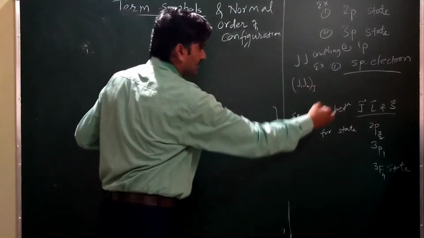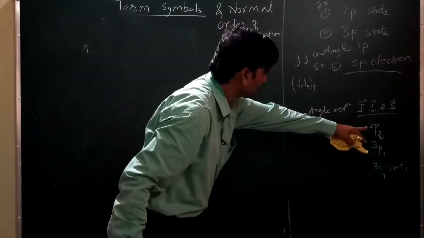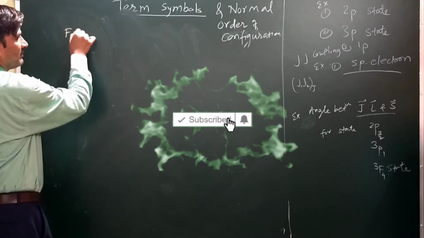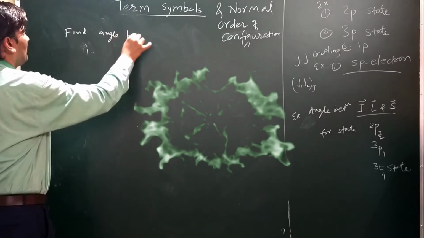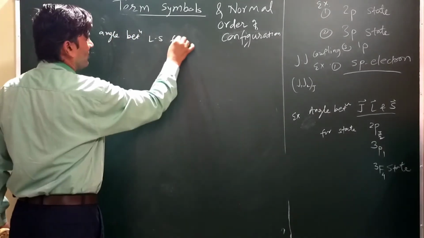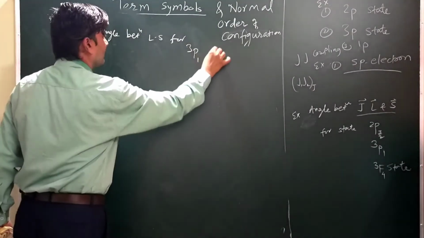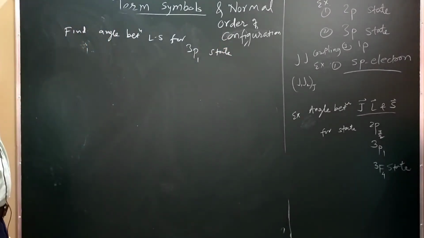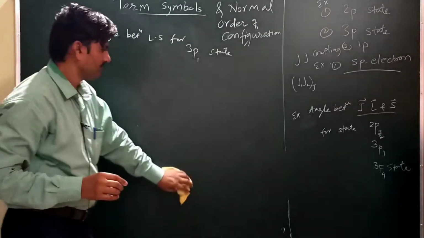Values of L and J, so that we can write the angle. So find the angle between L and S for the 3P1 state. We'll take one example, the 3P1 state. Now for this 3P1 state, what are the values?